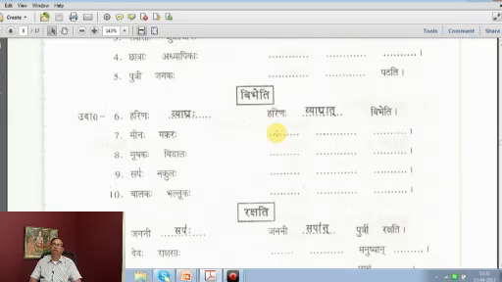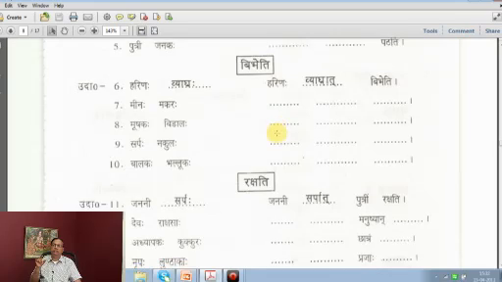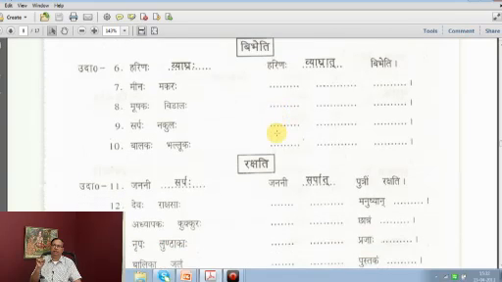Vidalat bibheti. A mouse is scared of a cat. A rat is scared of cat. Rat, cat. So Mushakaha Vidalat bibheti. Sarpaha bibheti. Sarpaha nakulat. This is the natural enmity, what we call.